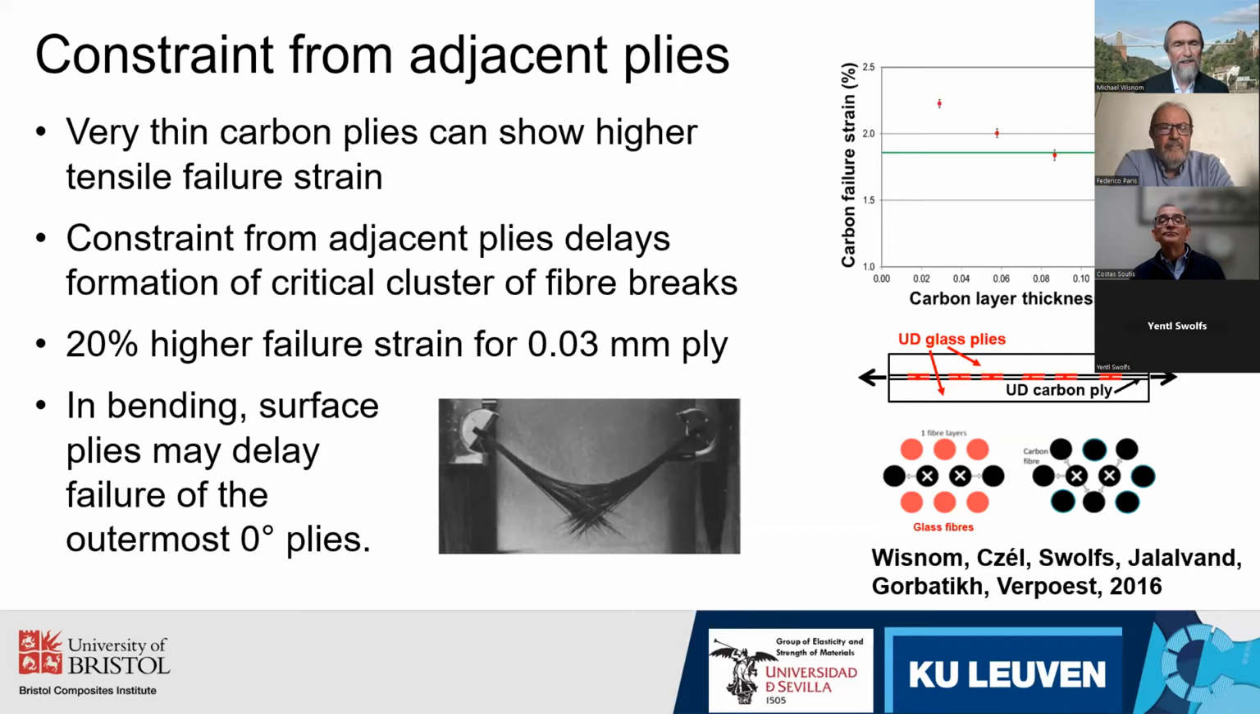Another potential constraining factor in bending is, there's a picture there of a UD composite being loaded in bending, and you're seeing all the fibers on the tension surface splitting off and failing. But if we had other ply orientations on the surface, they would inhibit that splitting off and may therefore affect the failure strain at which the zeros break.